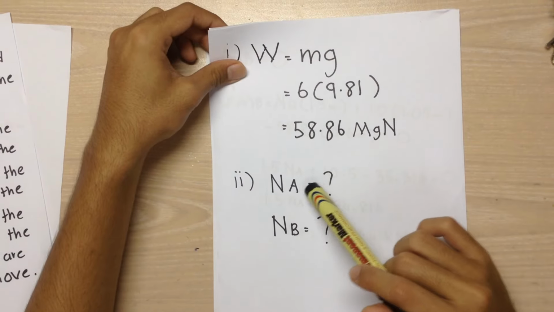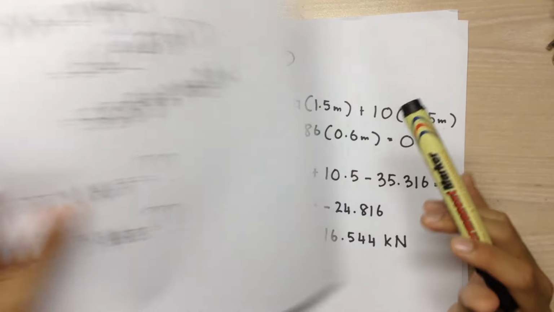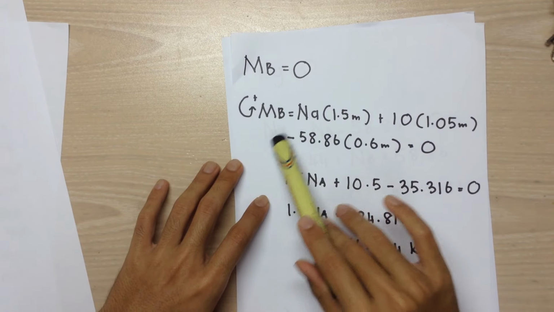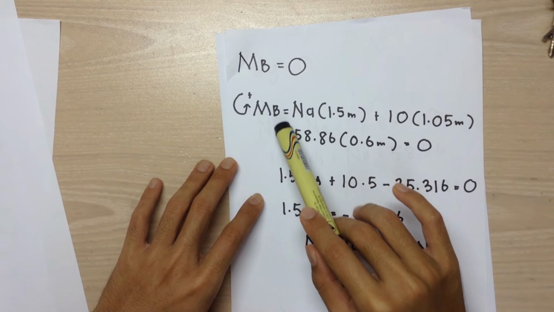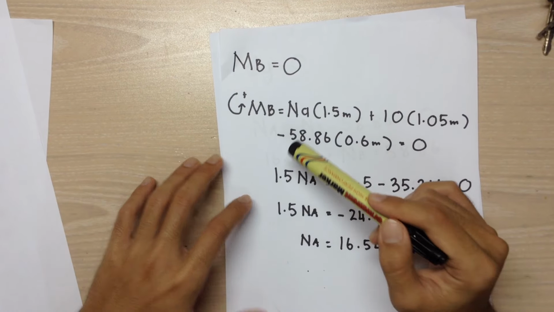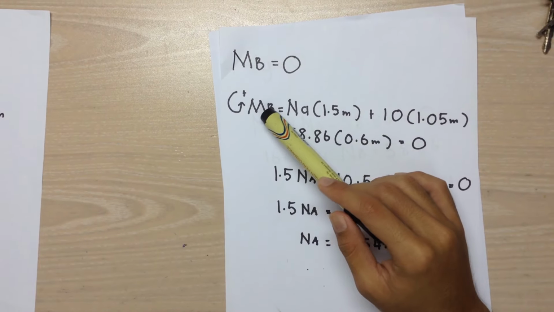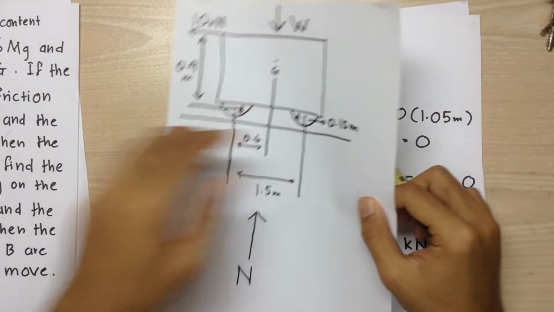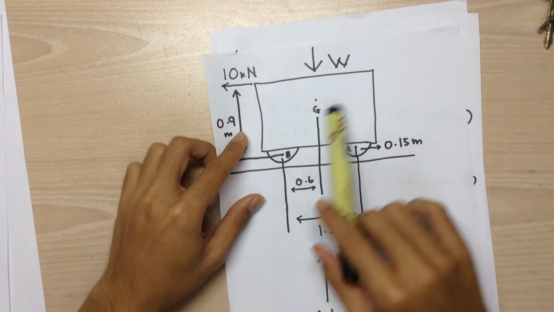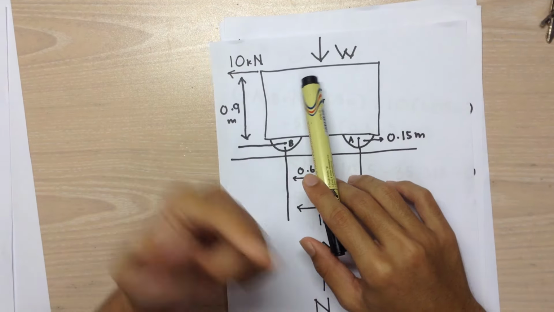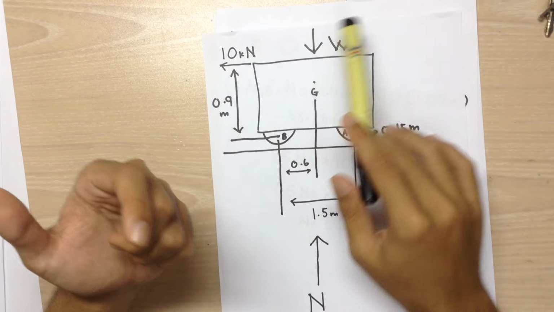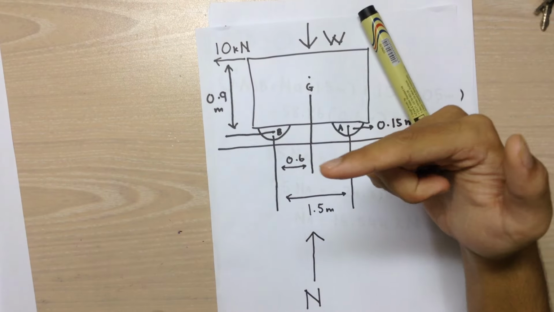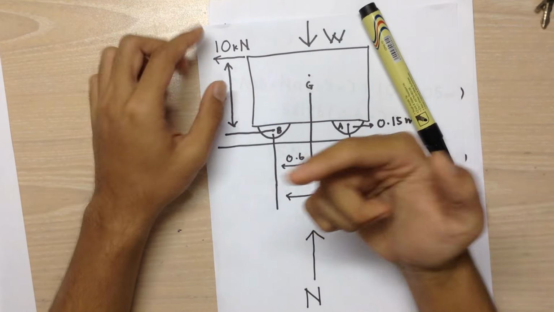To solve the normal force at A and normal force at B, we have to use moment. So the moment equals 0. We must define whether the moment is counterclockwise or clockwise. To define that, look at the mine car. The force moves towards the left side. So when the force moves left, the rear will rotate counterclockwise.